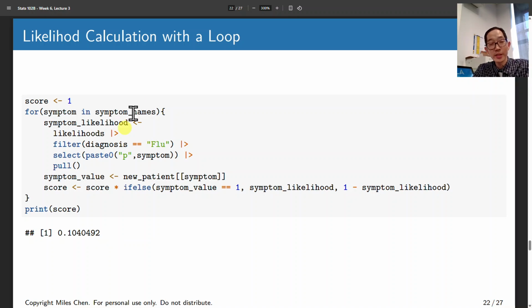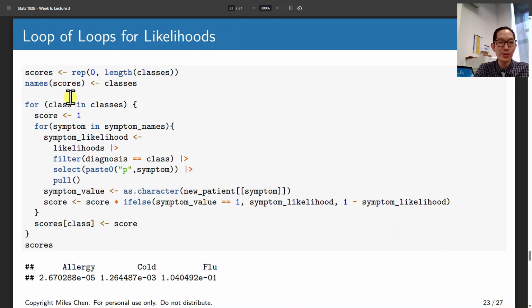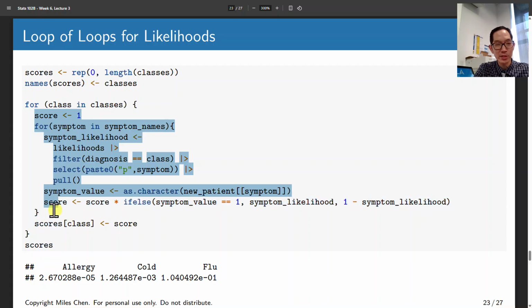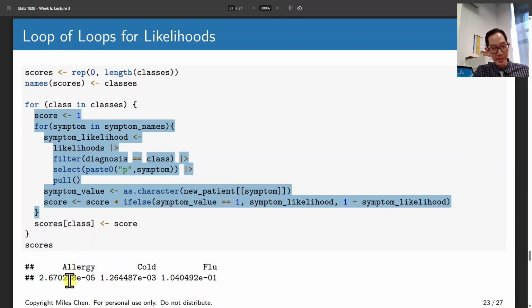Okay, and this one was just for diagnosis flu, so I'm going to make a loop of loops, nested loops, where I do it for flu, then for cold, then for allergies. So for class in classes, our classes are going to be allergy, cold, and flu. Basically, I just copied and pasted that same exact code, but whatever score I get, I put into the scores vector, and this is what I have.